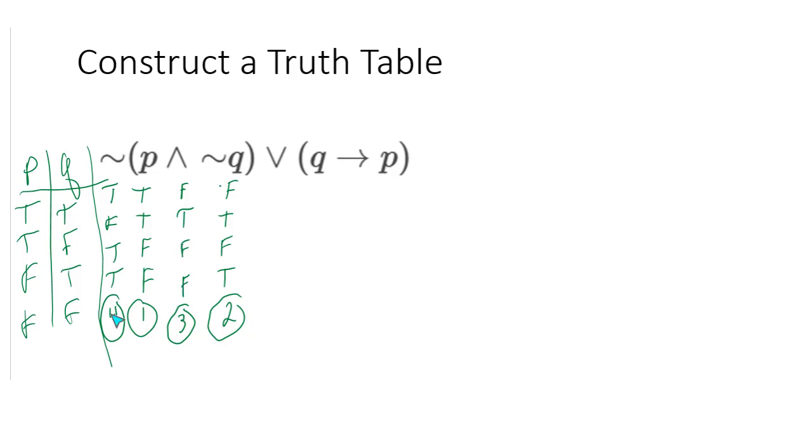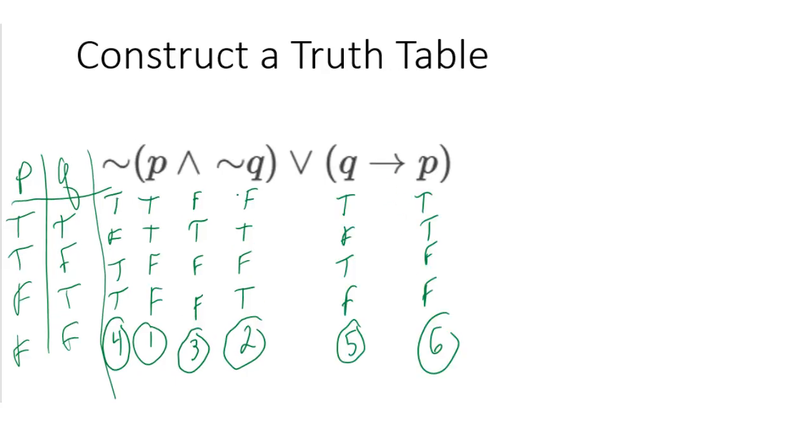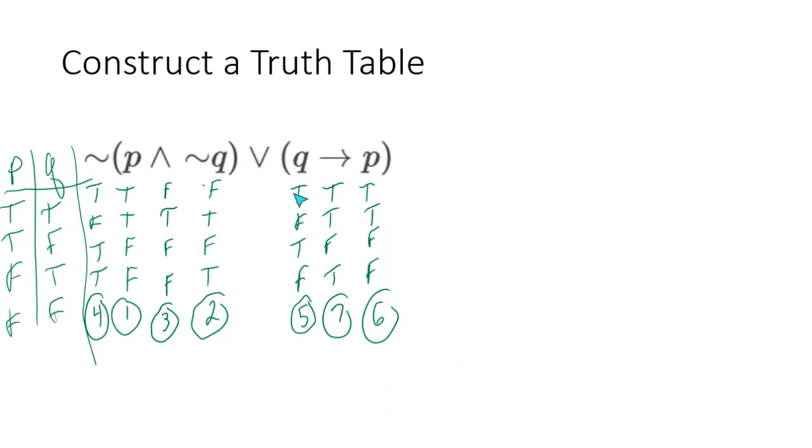So now I continue on, and I'm going to call the next one 5. So Q is true, false, true, false. And then P is true, true, false, false. So I'm going to use 5 and 6 to give me the conditional here. So true conditional true is true. False, true is true. True, false is false. And false, false is true. So that's your number 7.